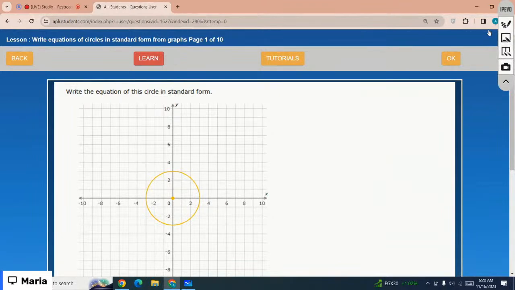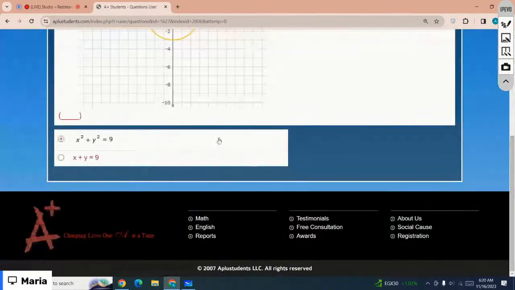Okay, what is the equation of the circle in standard form? That's the one we just did in the tutorial, right? The center of the circle is 0, 0 and the radius of the circle is 3. So the equation would be x square plus y square equals 9, right? Option number 1 is the correct option.